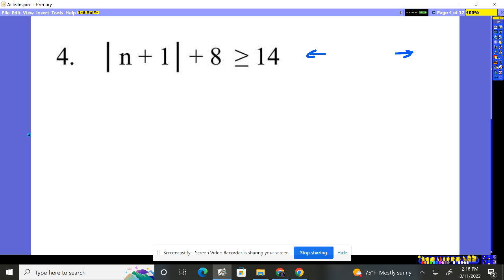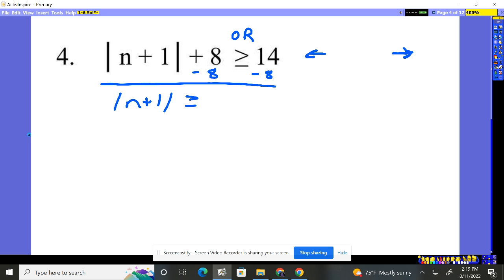So we'll be shooting in two opposite directions. And again, great OR. That's an OR situation. Remember, ORs are shooting away like that. So let's just solve this. First step, we're going to subtract 8. Subtract 8. Looking for the absolute value of n plus 1 to be bigger than or equal to 6.